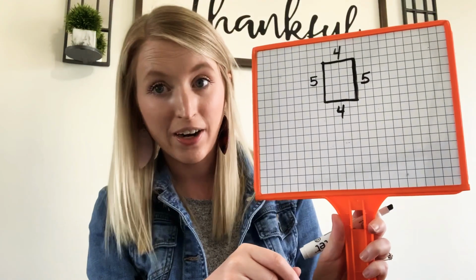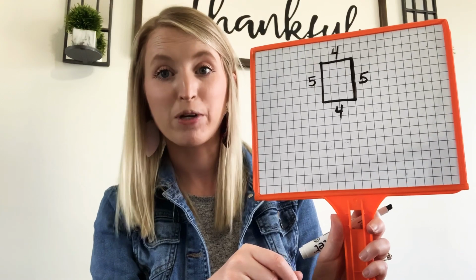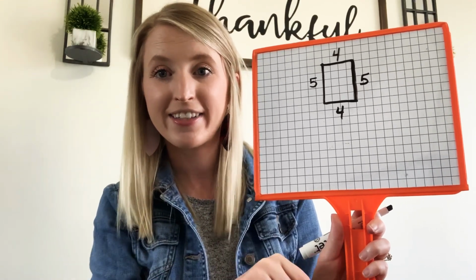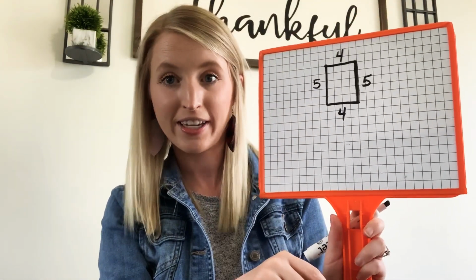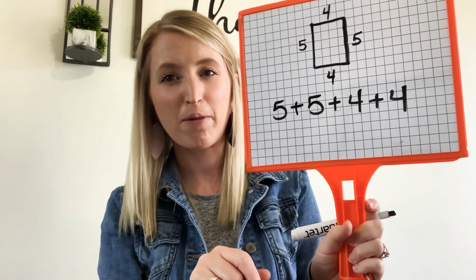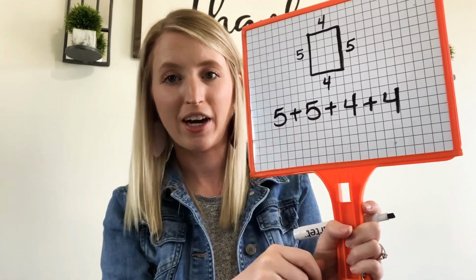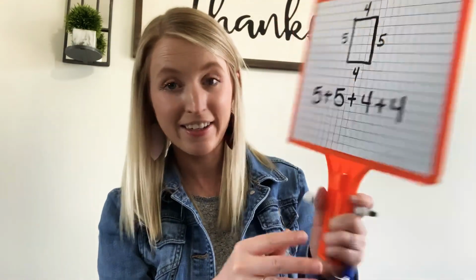So area was multiplication, perimeter is adding. So remember, perimeter is adding. Say it with me. Perimeter is adding. Okay, good. So I'm going to add all 4 sides together. So I have to do 5 plus 5 plus 4 plus 4. Okay? So to make it easier on myself, I'm going to start with 5 plus 5. That's a pretty easy fact, right? 5 plus 5 is 10.